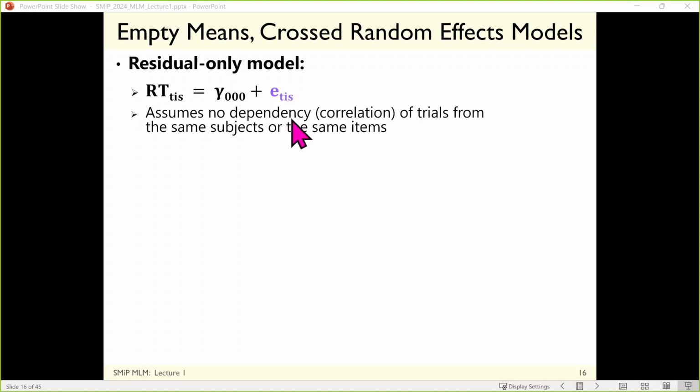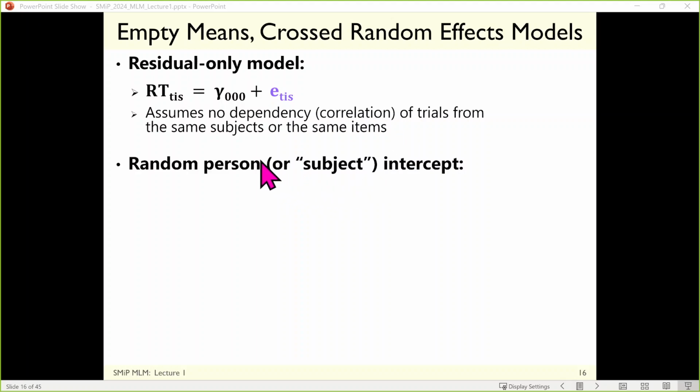So why this is a problem is that this model would assume that all of the individual response times are independent, that there's no correlation between the responses from the same person or the responses to the same item. And that's unlikely to be the case because some items are going to be harder than others. Some people are just better at this task than others. So we can add a random subject intercept, which is our friend U that we saw earlier, but now with a couple extra subscripts to denote trials, items versus subjects.